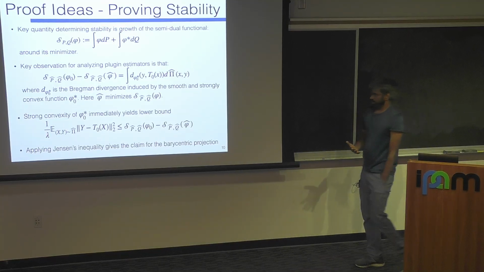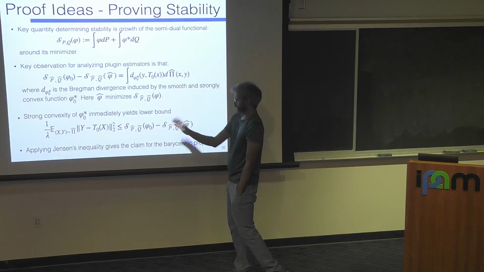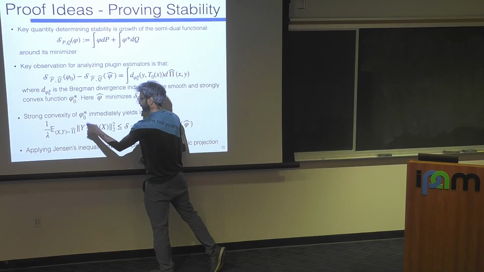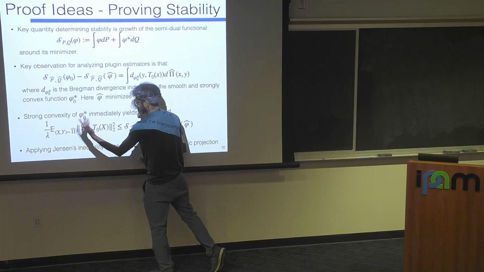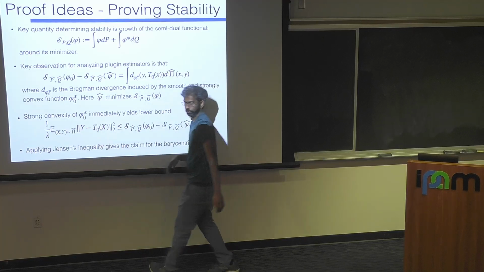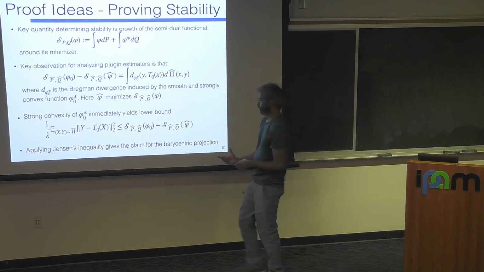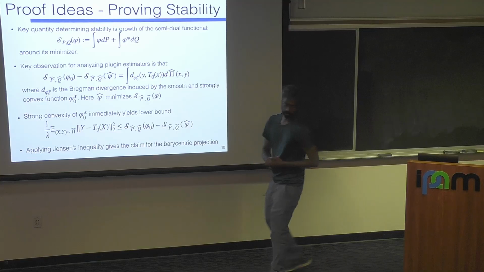You can now apply Jensen's inequality, and it will immediately give you the claim that the barycentric projection is still true if I replace the y by t hat, where t hat is this barycentric projection. So that is a lower bound on this difference between semidual functionals.